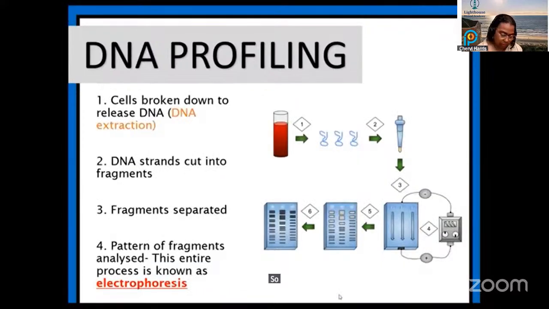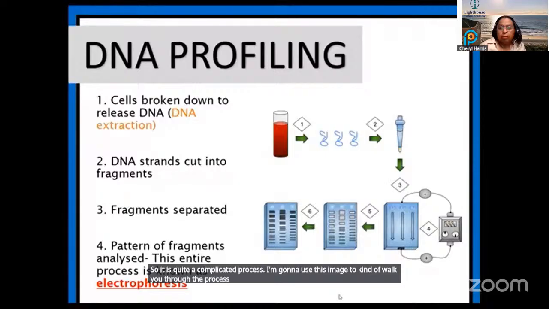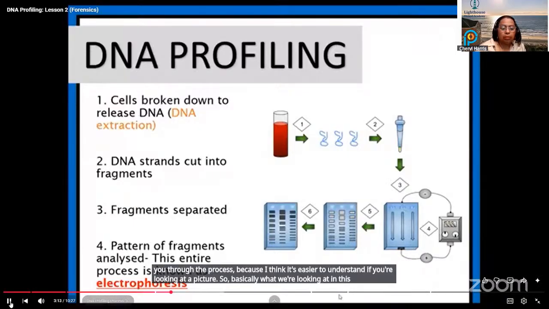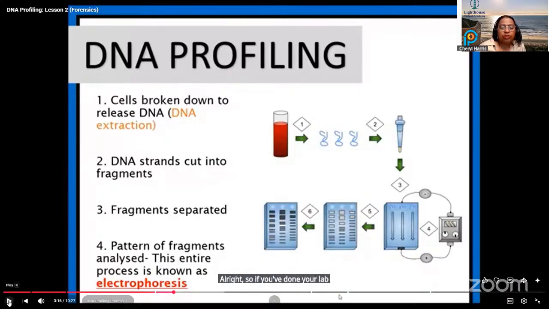So it is quite a complicated process. I'm going to use this image to kind of walk you through the process because I think it's easier to understand if you're looking at a picture. So basically what we're looking at in this picture is a process known as gel electrophoresis. All right, so if you've done your lab, this should look familiar to you.